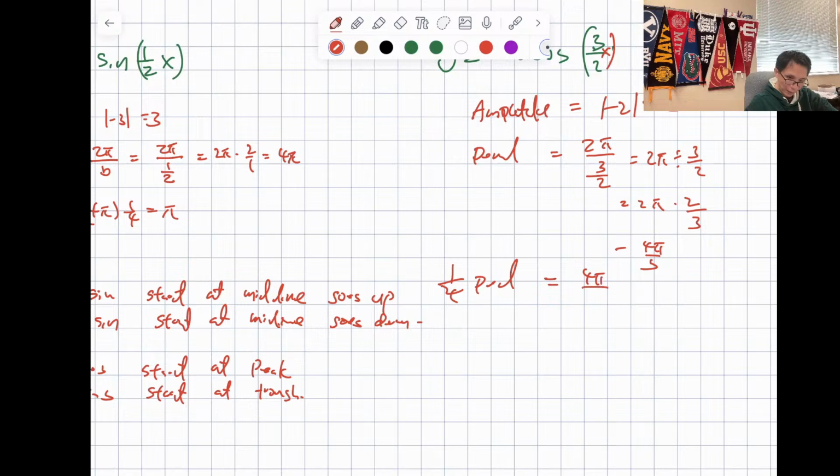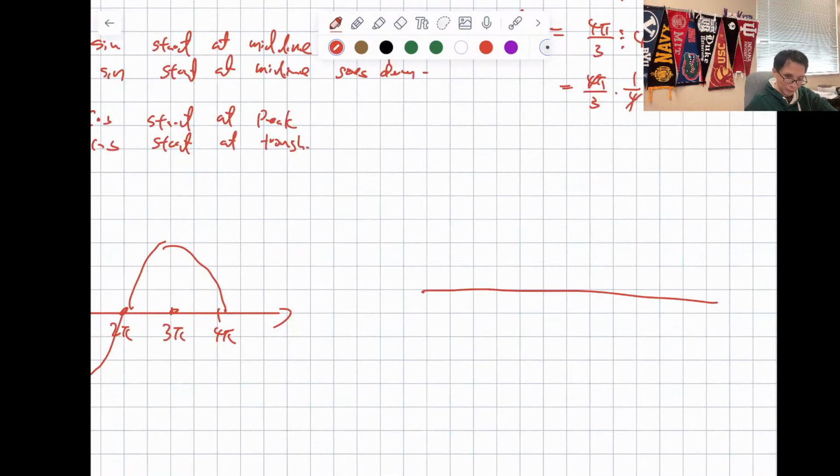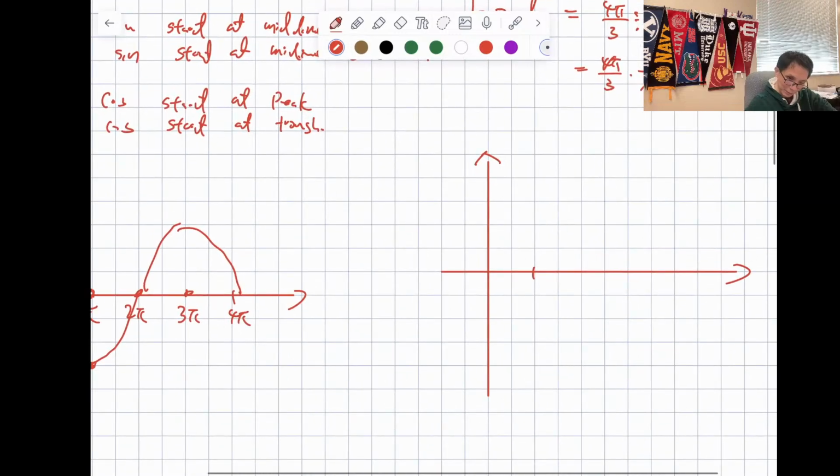Now, a quarter period is equal to 4 pi over 3 divided by 4. So that means 4 pi over 3 times 1 over 4. So each change is pi over 3. So I just changed my scale. I want to keep the same scale because that makes it easier for me. So this is pi over 3. I'm just going to go with 2 units because I want to. So instead of 2 units being pi, now 2 units is pi over 3, 2 pi over 3, 3 pi over 3, and 4 pi over 3.